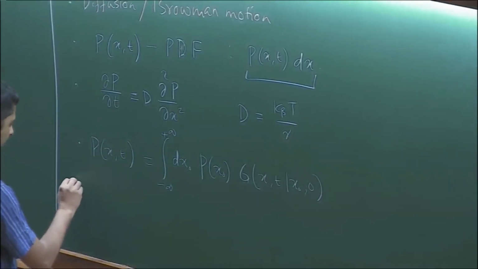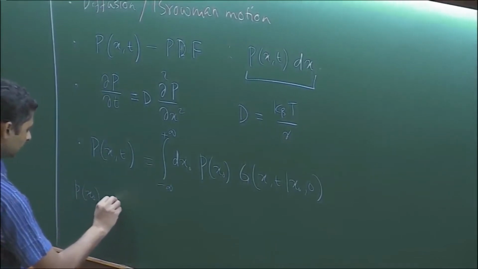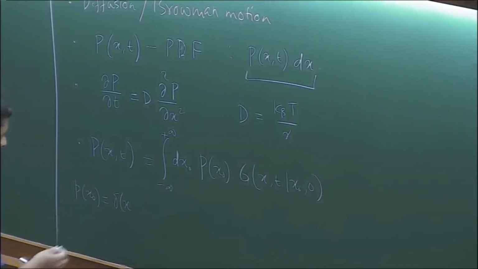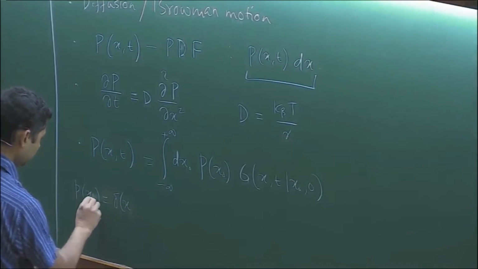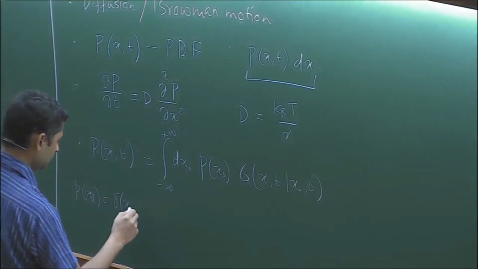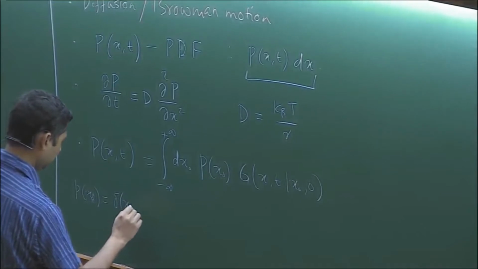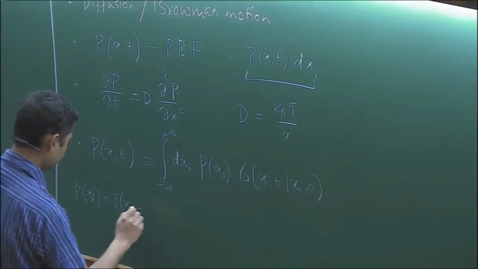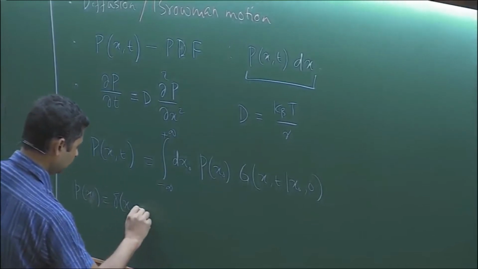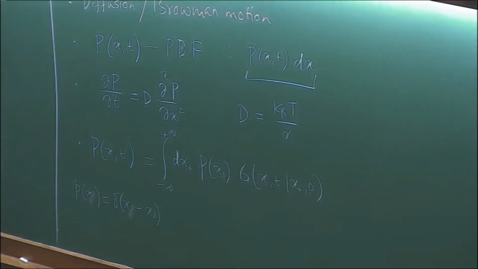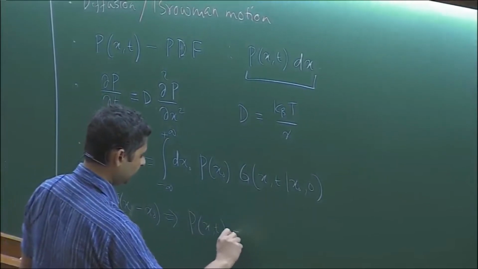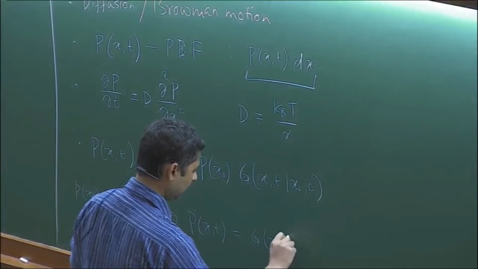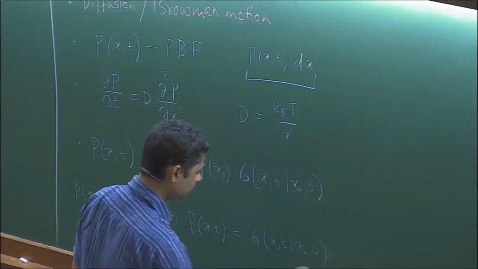So for example, if P of x0 is a delta function, let's say P of x is delta of x minus x0, right? So that means P of x, t is just G of x, t, x0, 0, right?